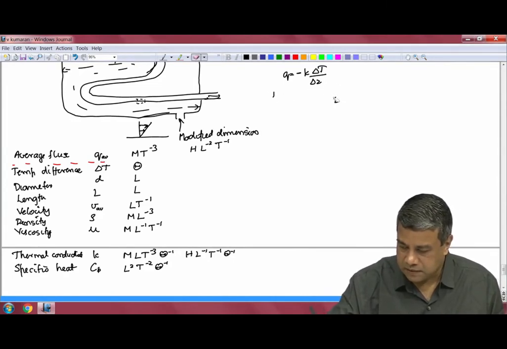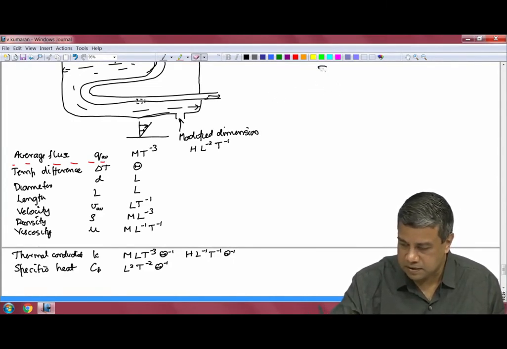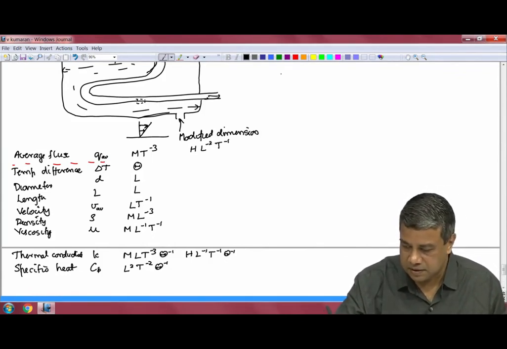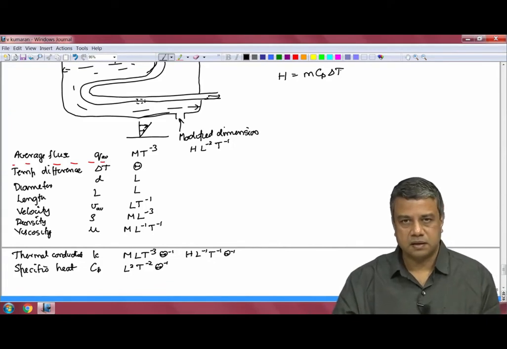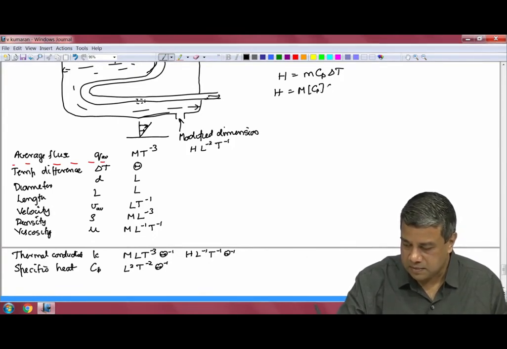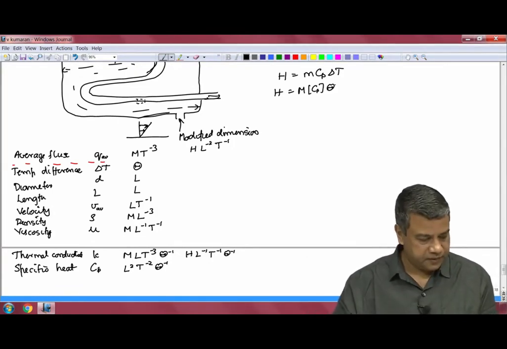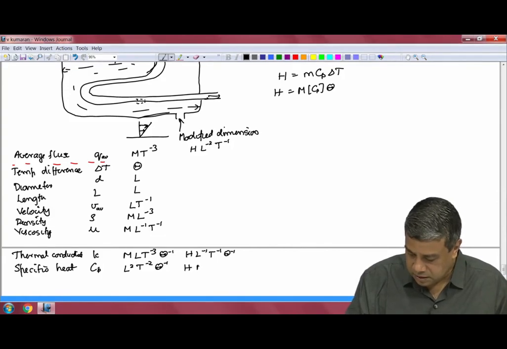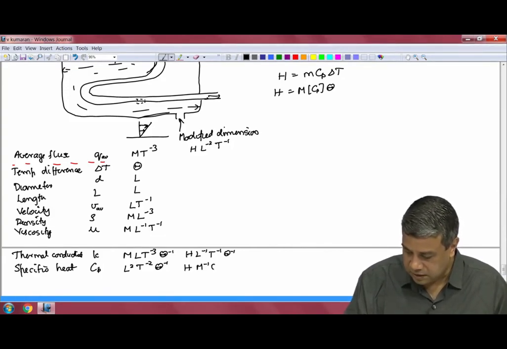Similarly, the definition for the specific heat also changes. If you recall, the specific heat was defined from the thermal energy, which has dimension H, equal to m Cp times delta T. What that implies is that H is equal to mass times the dimension of specific heat times the dimension of temperature. Therefore, the specific heat has dimension H M^-1 theta^-1.